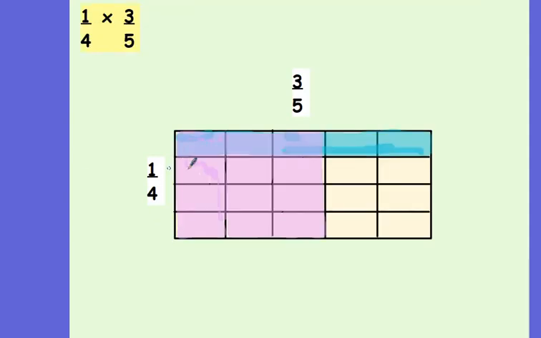And here's the answer. I've split it into 4 horizontally. I've split it into 5 top to bottom. For 1/4, I've just shaded in one of those 4 parts. For 3/4, I've shaded in 3 of those top to bottom parts. And the overlap this time is 3 sections. 1, 2, 3.